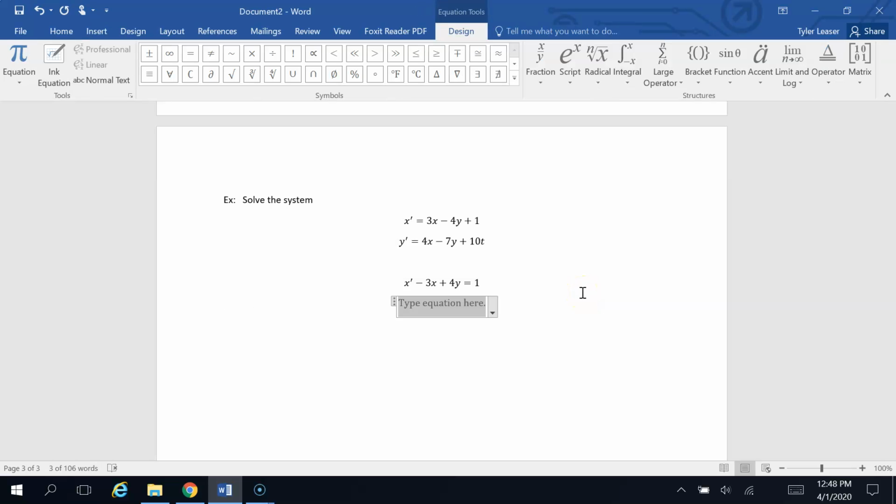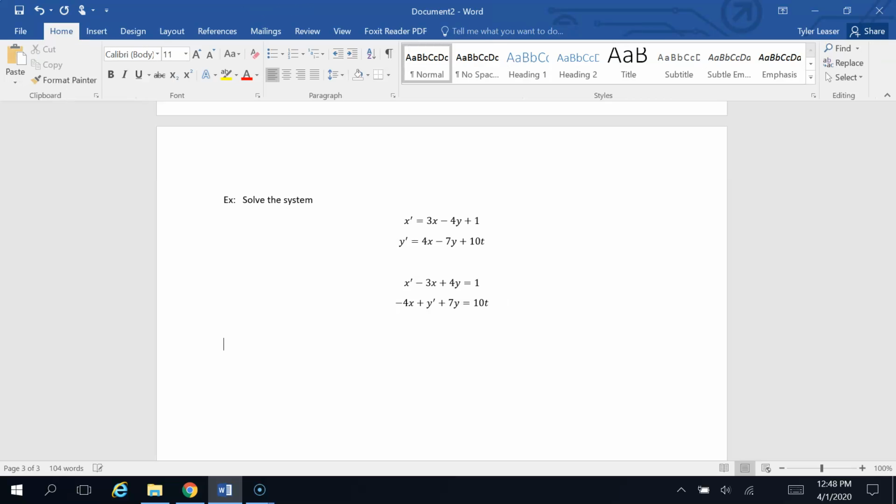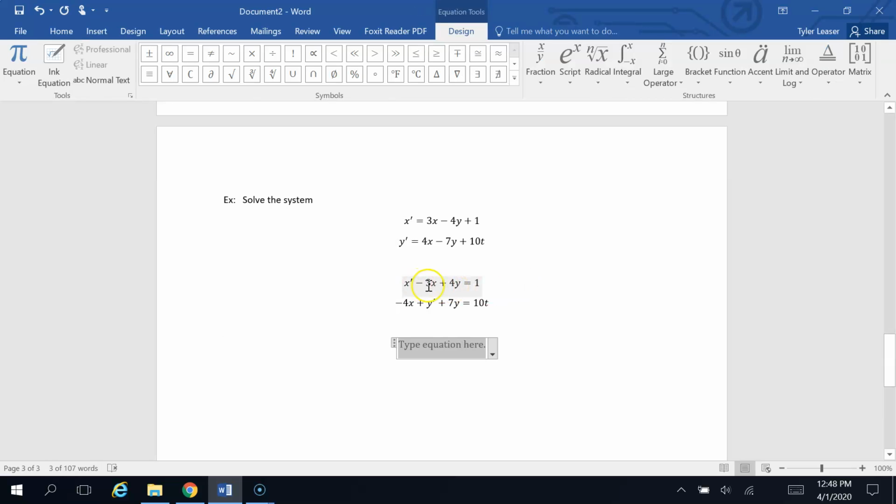The second equation there, I'm going to subtract the 4x over to the left-hand side. We still have that y prime on the left-hand side. I'm going to add the 7y and leave the 10t on the right-hand side. So the reason we're doing that is now we want to rewrite this using those operators.